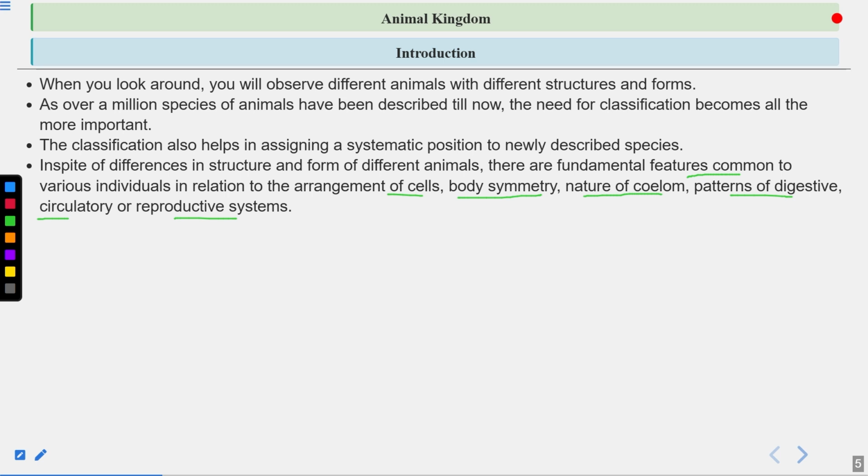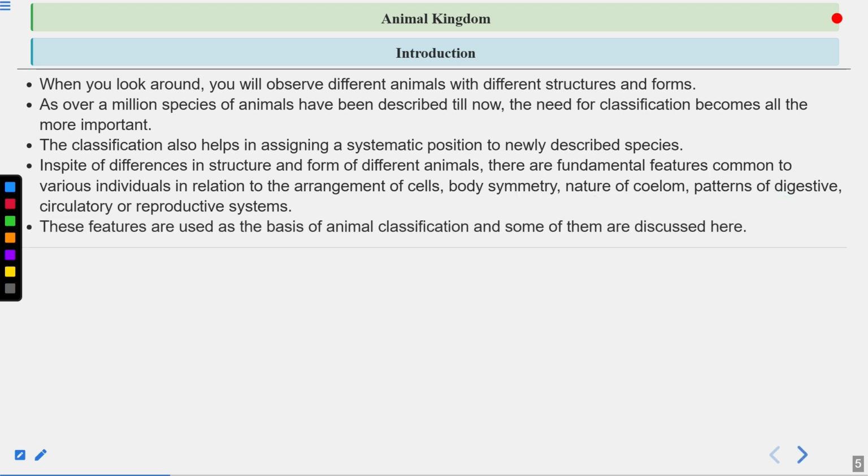Arrangement of cells: what type of arrangement of cells do we see in an organism? What is the symmetry of the body? What is the nature of coelom? Coelom is the body cavity. We will study about it in detail. Patterns of digestive, circulatory, and reproductive systems. So these are the fundamental features present in every organism, but there are some differences. So it is very important to know what differences are there in the fundamental features in different organisms.